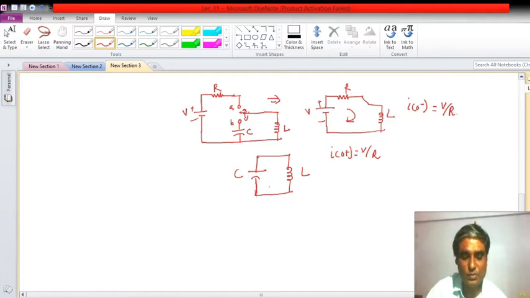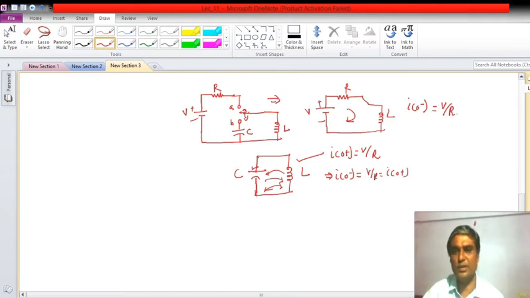Now once again the current stops flowing in C. Now once again what will happen? Current will start to flow from C to L, right? And again L will be stabilized. After some time L will send current to C, and C will stabilize. So this looks like an oscillator sort of thing, right? So I can write I of 0 negative is equal to V by R, which is the same as I of 0 positive, and the behavior will be oscillatory, pure oscillatory.